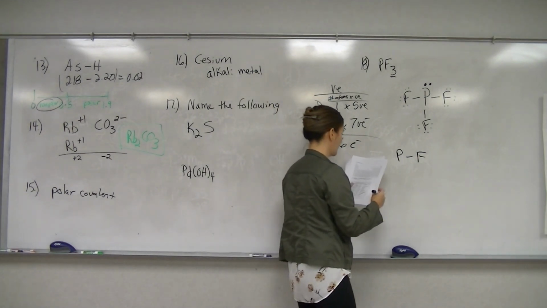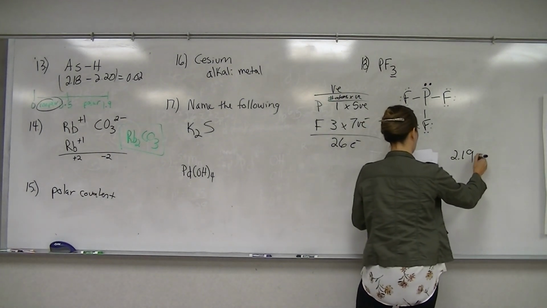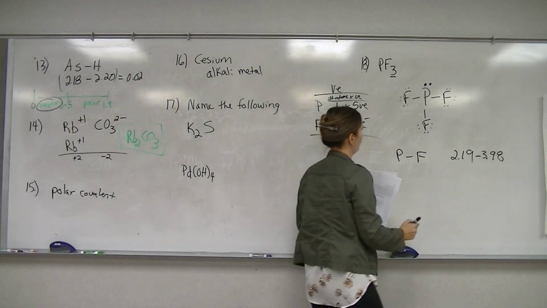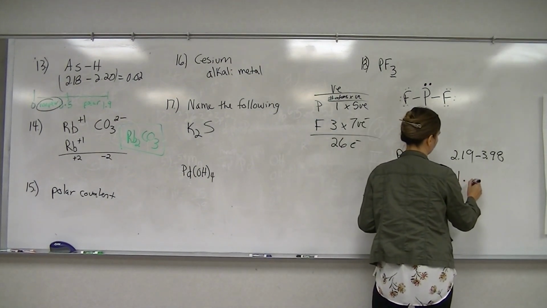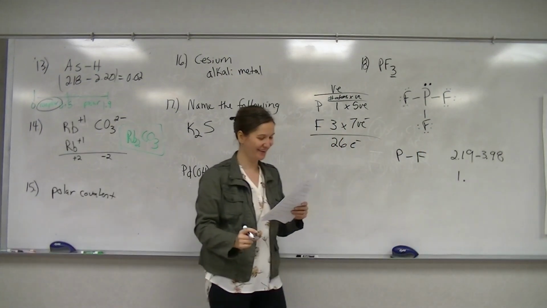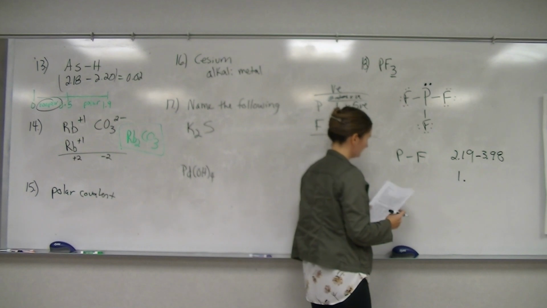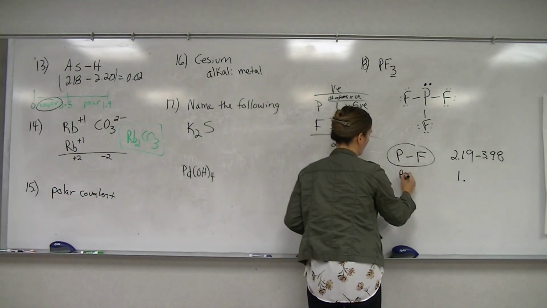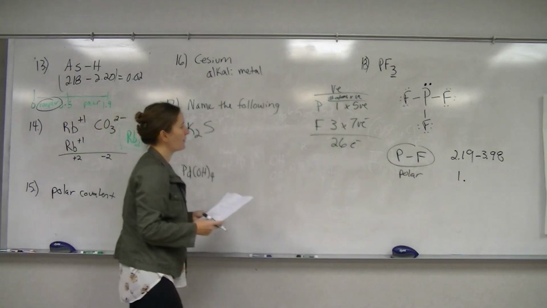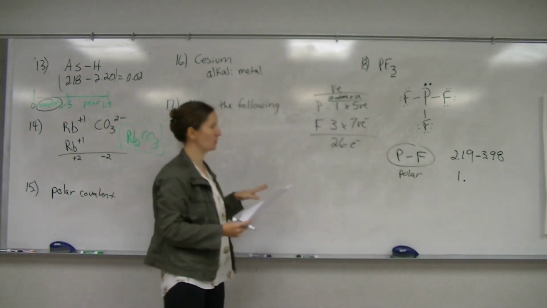So phosphorus is 2.19 for its electronegativity. Fluorine is 3.98. I'm not going to be able to do that in my head, but I know that it is over 1. So it's going to be a polar covalent bond. So the bond itself is polar. Okay, but what about the molecule as a whole? So now that we have the Lewis structure, is the molecule itself polar?